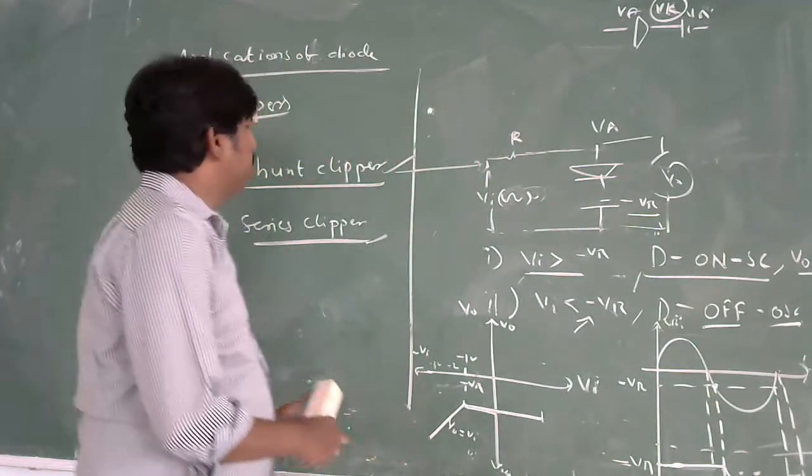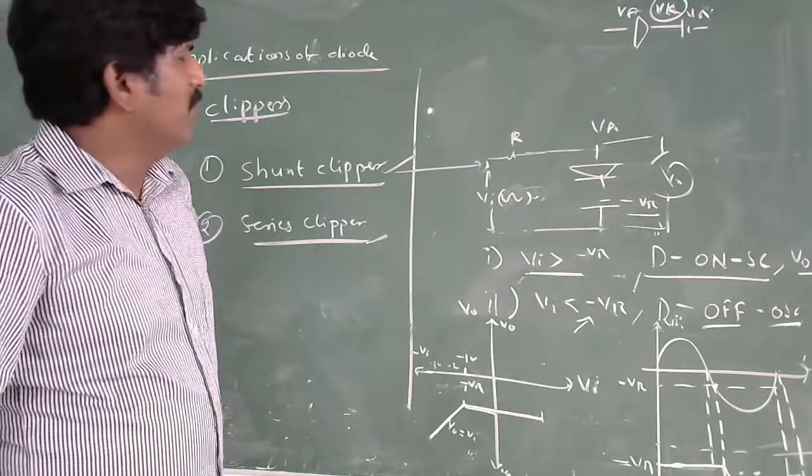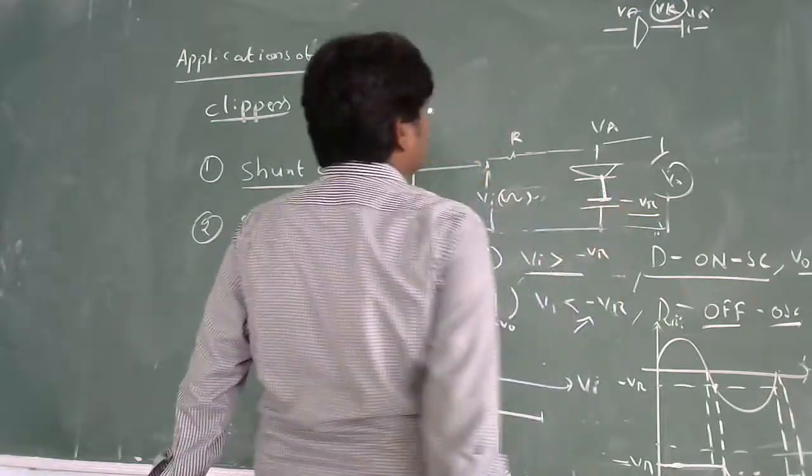These are the different varieties of circuits you can understand by changing the polarities of the diodes as well as the reference voltages.